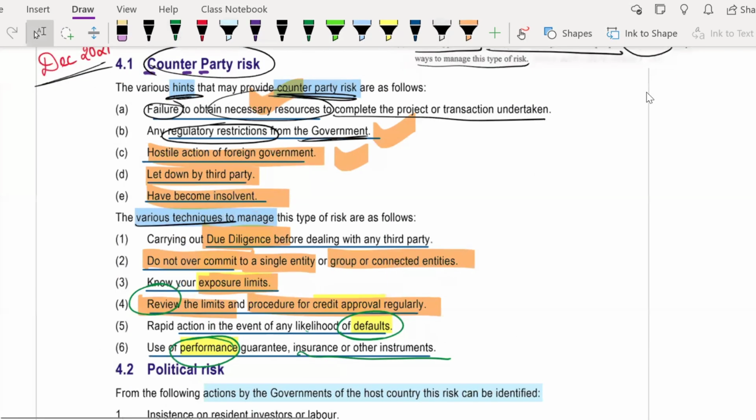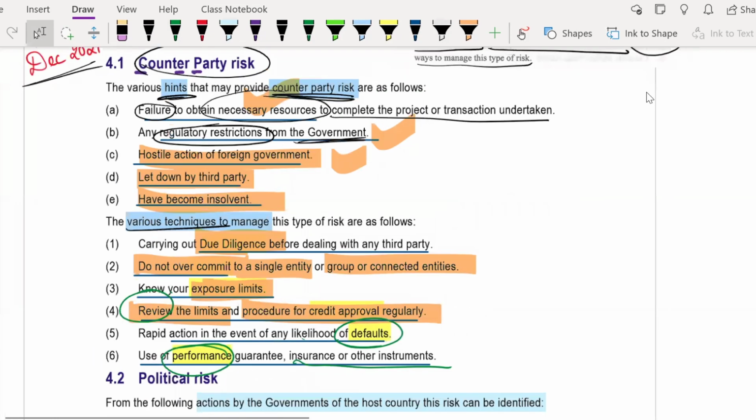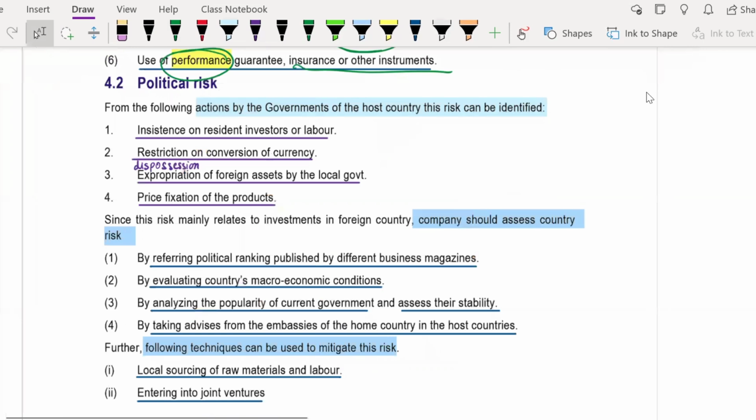So these are the various techniques: carrying out due diligence, do not overcommit, know your exposure limits, see the procedure for credit approval, and likelihood of default. If it is happening, then take rapid action, and use performance guarantee or insurance to cover yourself. So these were the hints and the various techniques of counterparty risk.